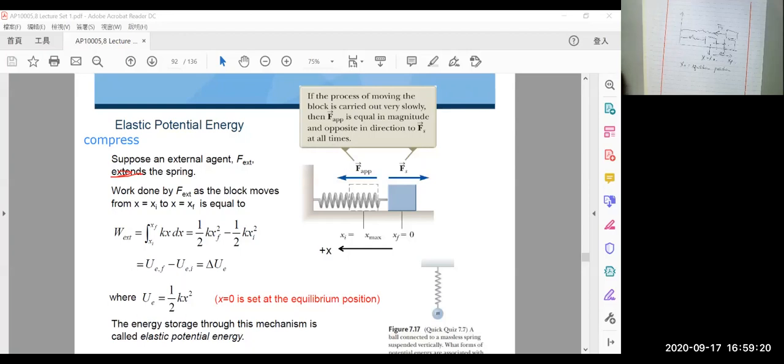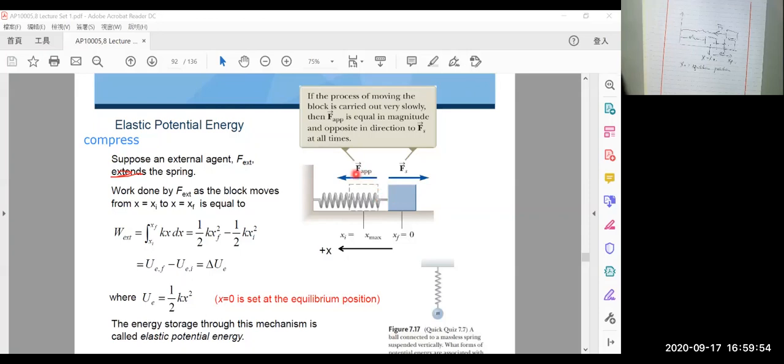When you compress the spring, of course, you need to provide a force. Otherwise, it is not successful. So this is the applied force. This is the external force. What happens when you compress the spring? The spring reacts by providing an opposite force. So this is the scenario. When you push the spring, it compresses.